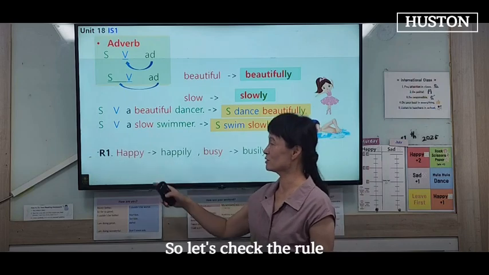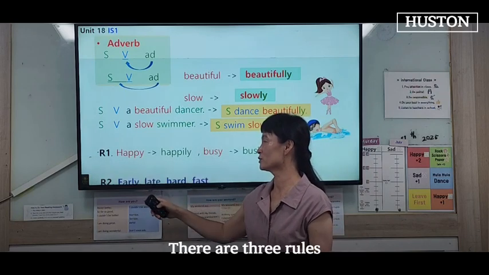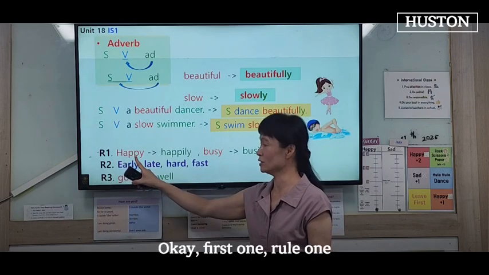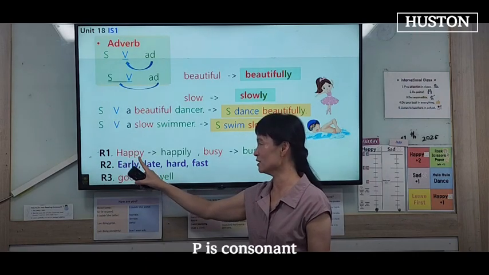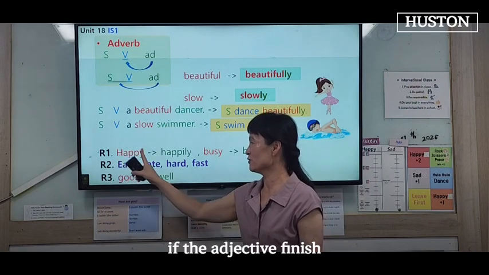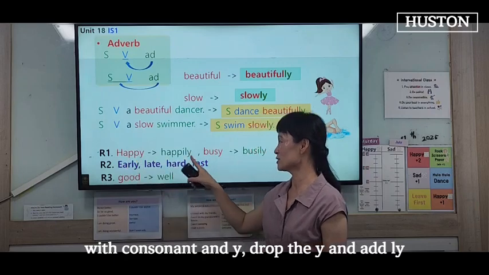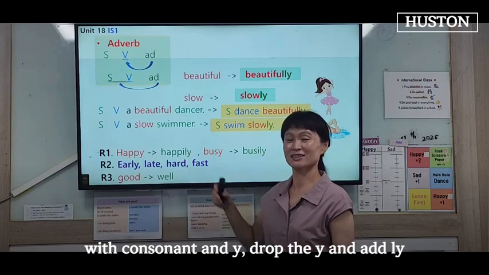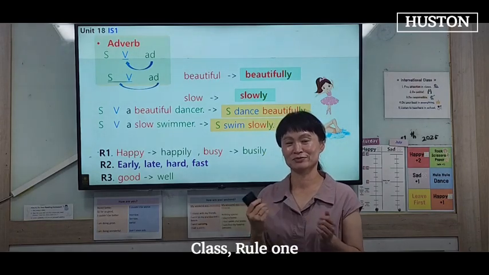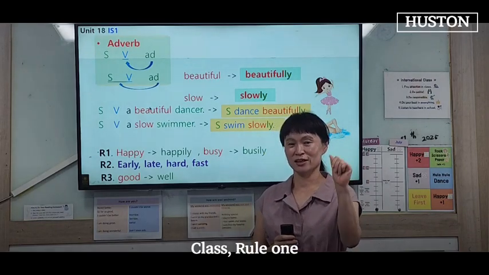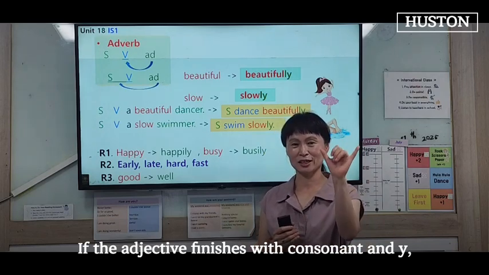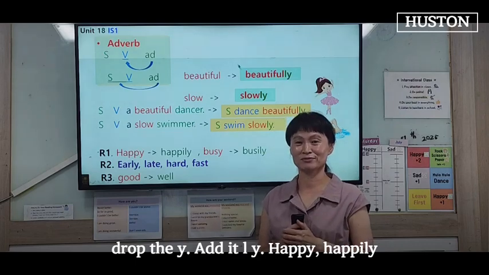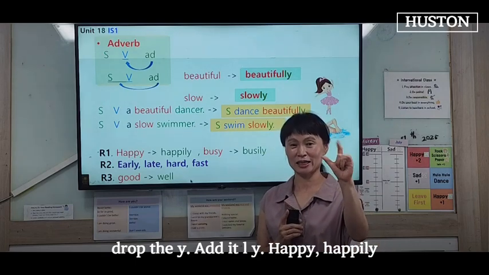Okay, so let's check the rules. There are 3 rules. First one, rule 1. A, E, I, O, U are vowels; P is a consonant. If the adjective finishes with a consonant and Y, drop the Y and add I-L-Y.